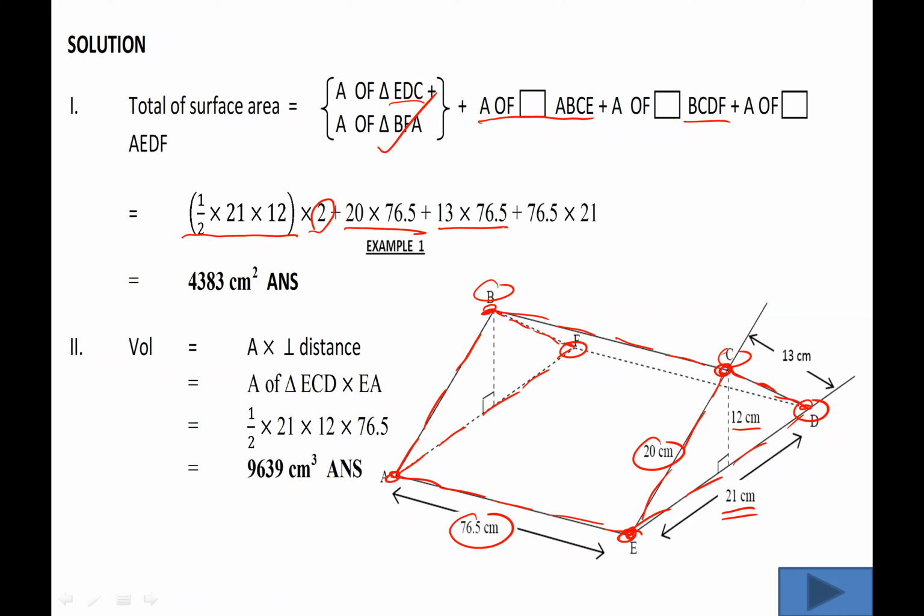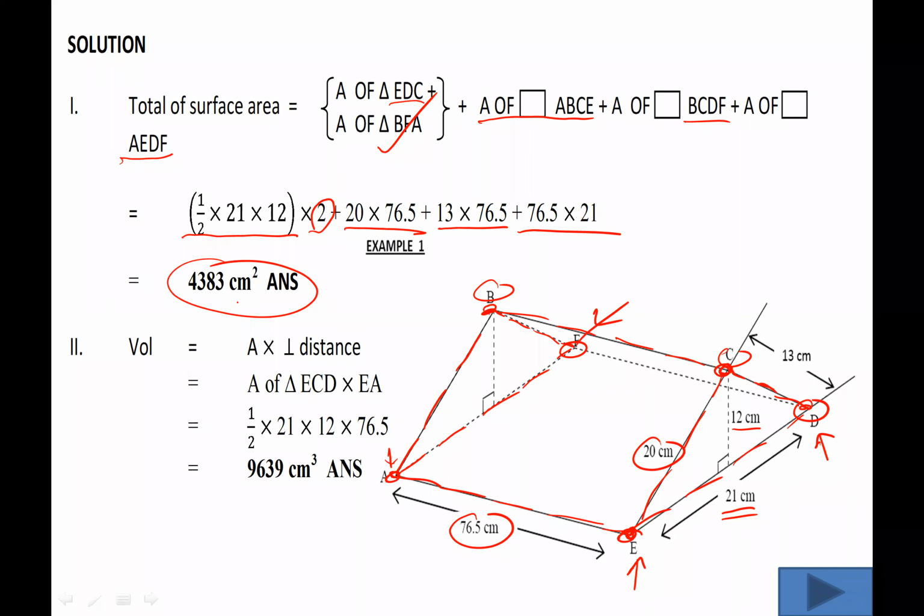And then the last area will be the base. And that base will be AEDF. So that'll be A here, E, D, and then F. So that'll be the base. And of course, that'll be length 76.5 by width 21. Okay, so you have 76.5 by 21. And of course, if you add up all of that, you'll get a total area of 4,383 centimeter squared.